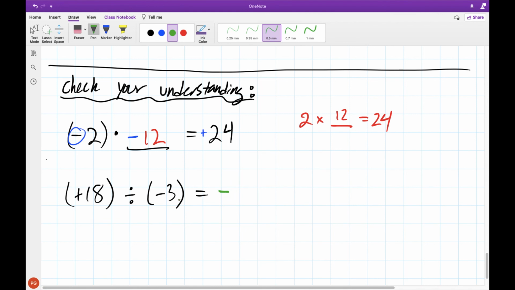You could use your calculator for this. You could plug in 18 divided by 3 into your calculator. Or if you know your division and times tables, you'll know that 18 divided by 3 gives us 6. So our answer would be negative 6.